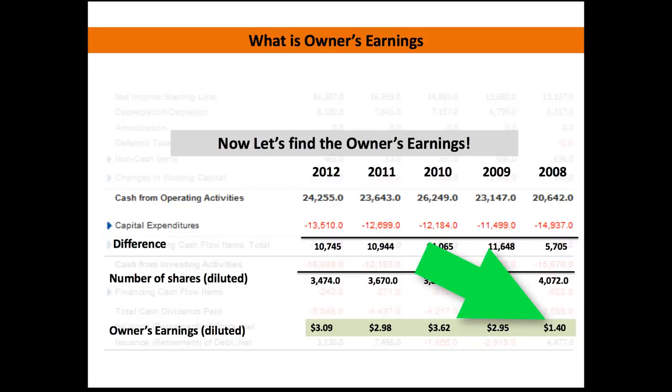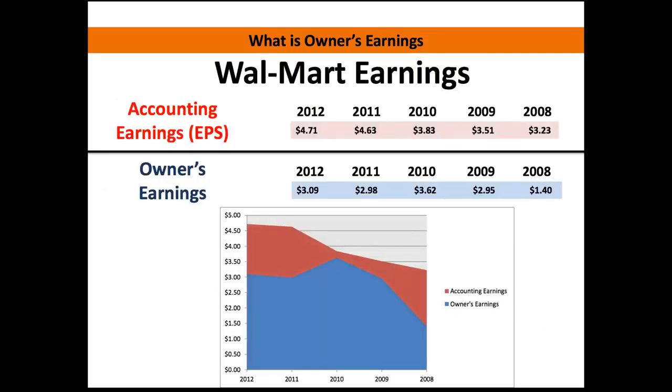Okay, so let's put these two numbers right next to each other. Let's look at the EPS that was the accounting number, and then let's look at the owner's earnings EPS and see what we came up with. Okay, so here it is right now. At the top we have the accounting earnings, and underneath of that we have the owner's earnings that we just calculated.